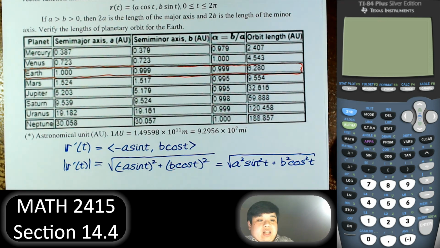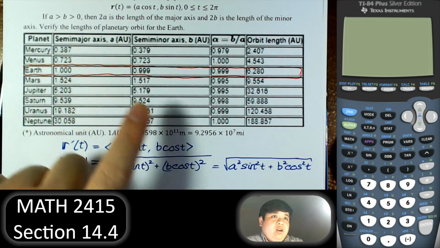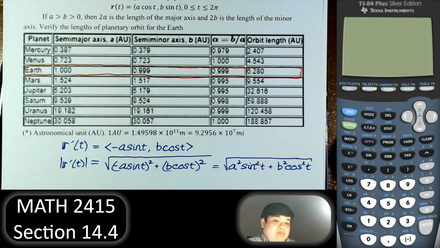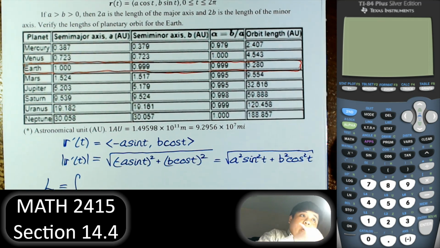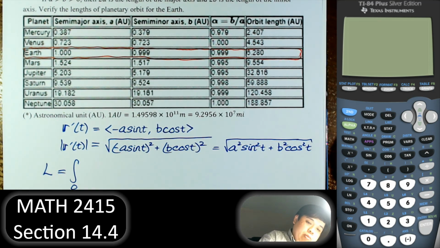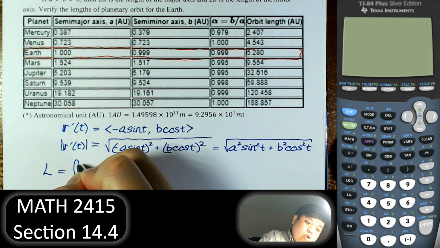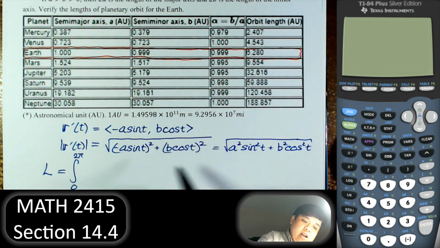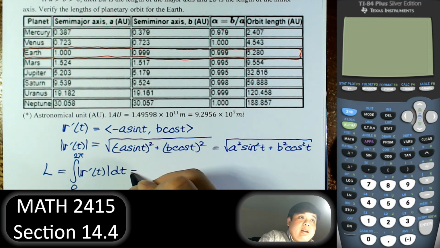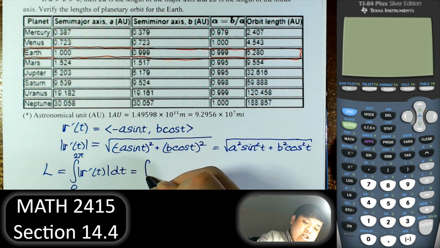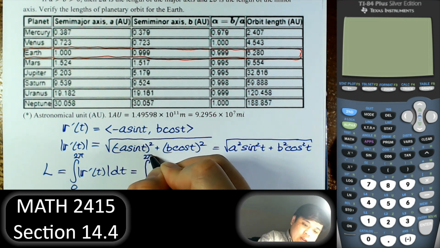The problem here is a squared and b squared are different. We cannot just factor it out. Actually, those are very close to each other, so we could take something like an average, but I'll just estimate. The question just says estimate, so just put it in the calculator. The length, if we want one orbit, traveling one time from 0 to 2 pi, is the integral of the magnitude of the velocity vector, or the magnitude of the tangent vector. Just use that.